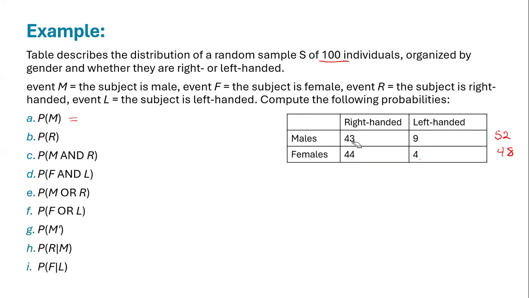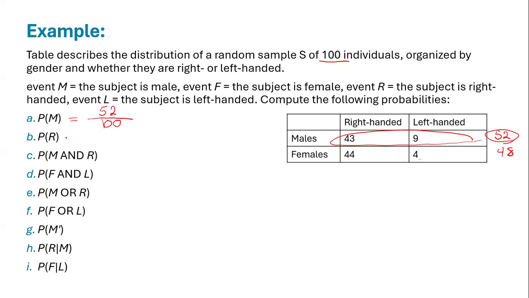Okay, so let's look at this table. We need the number of males divided by the number of sample space, which is 100. How many males do we have in this table? Males together are all 52. So it's just 52 over 100. You need to simplify as well.